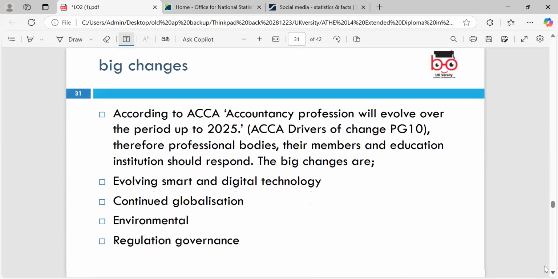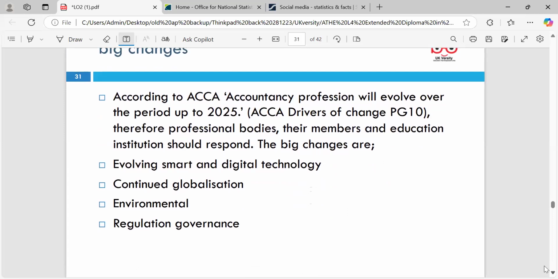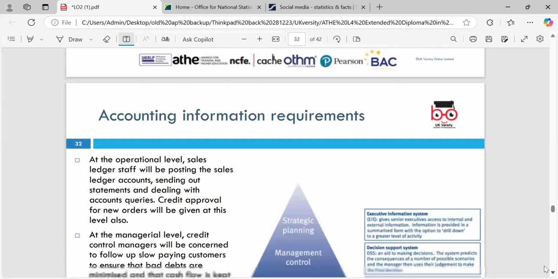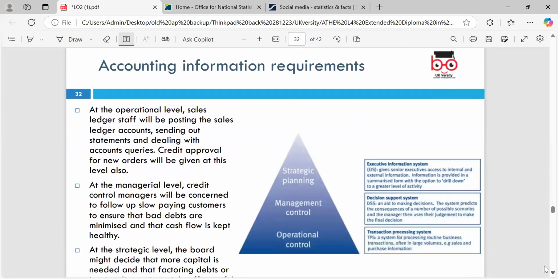We have to look around the big changes. ACCA and various other professional bodies, their members and education, are responding to the big changes: evolving smart and digital technology, globalization, environmental issues and legislation. We have to look at the accounting information requirements at the operational level, such as the sales ledger, sending out statements, accounting queries and credit approvals, and at the managerial, operational, management and senior levels.